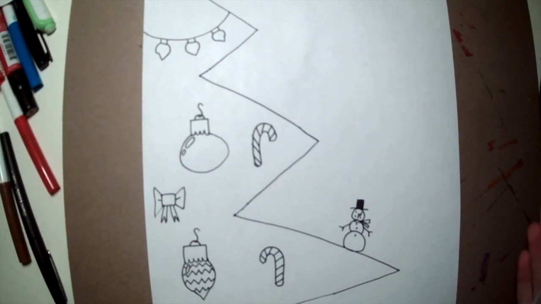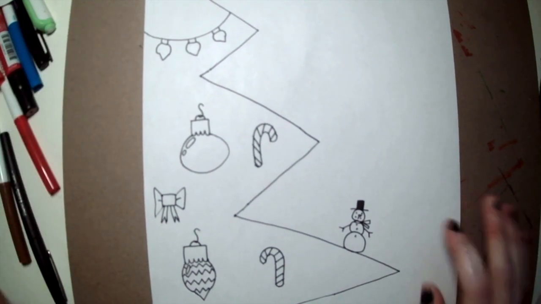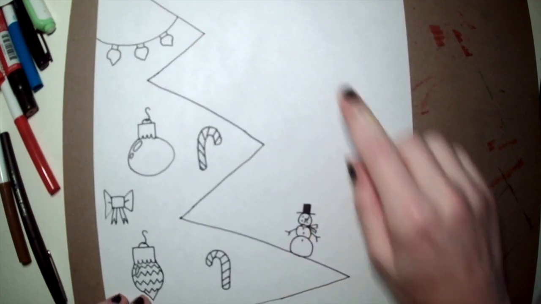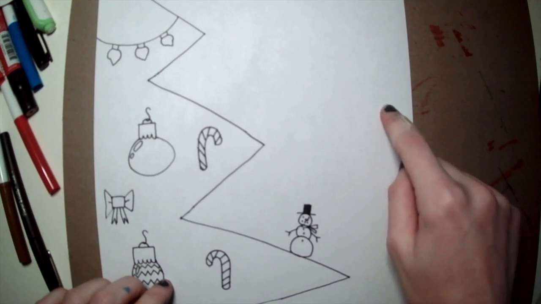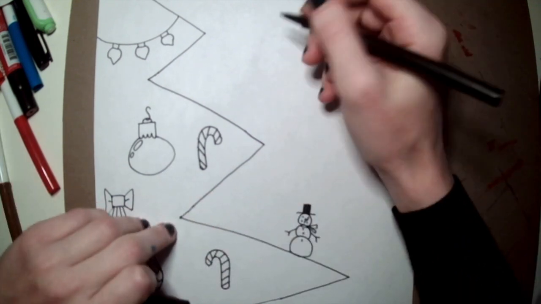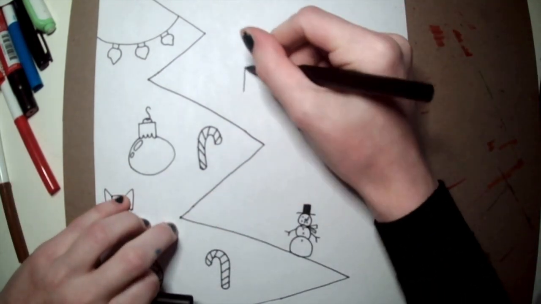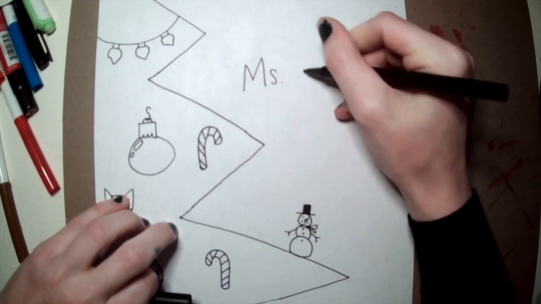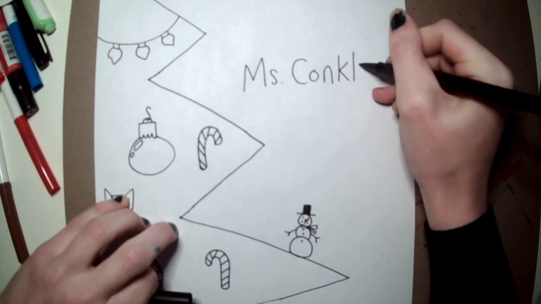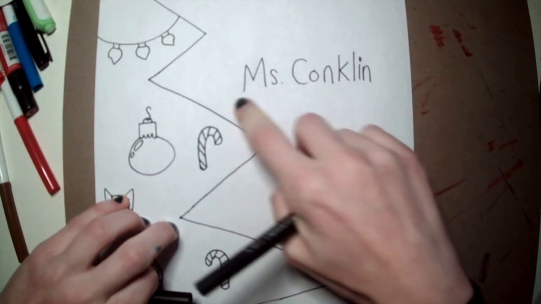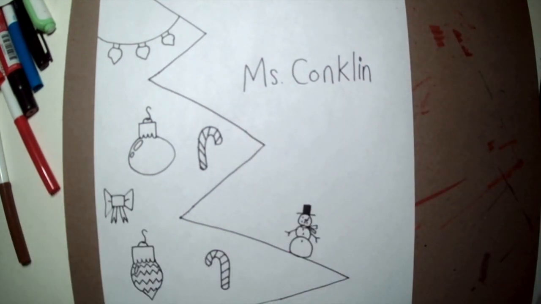That's okay too. The very last thing you have to do before you color is I need you to write your name somewhere on this paper nice and big. So write your name, and I'm going to write my name, Miss Conklin, but I want you to write your name on your paper. That way I can read it. Write your name on your paper so we can read it.